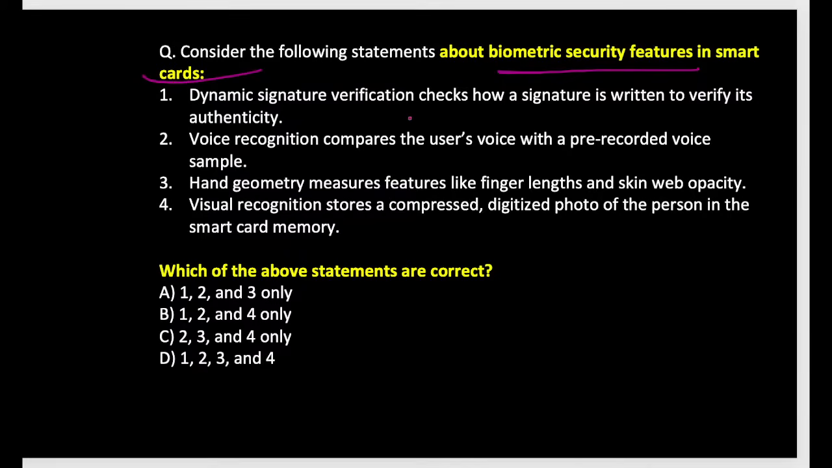So dynamic signature verification checks how a signature is written to verify its authenticity. Voice recognition compares the user's voice with a pre-recorded voice sample. Hand geometry measures features like finger length and skin web opacity. And visual integration stores compressed digitized photos of the person in the smart card.